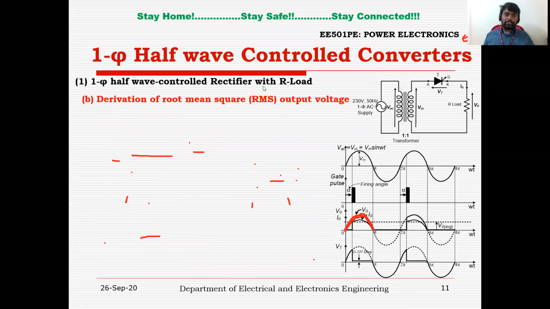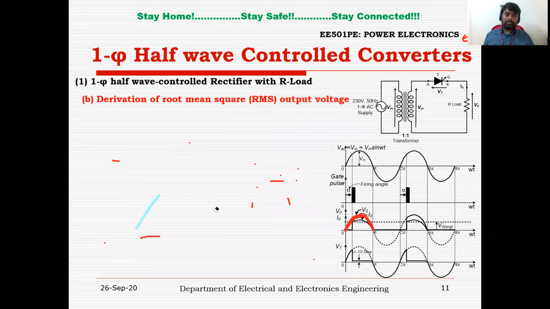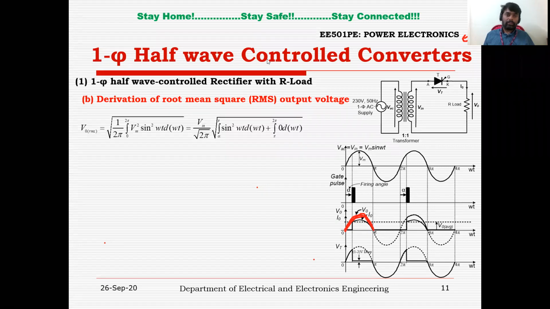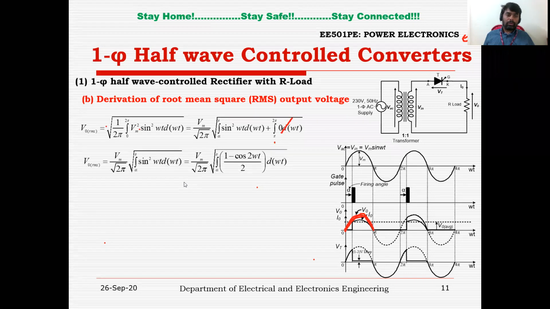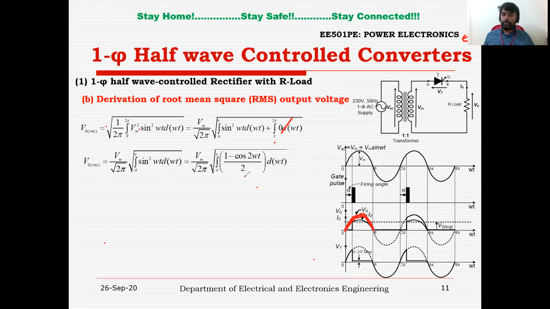And now we are focusing on the derivation of the RMS output voltage. For the RMS output voltage, you can take the same waveform here, and I can take Vm square out of the root, and 2 pi out of the root. It is Vm by root 2 pi. Under the root, from alpha to pi we get sin square omega t, plus from pi to 2 pi you can see 0, right? Instead of sin square omega t, I can write (1 minus cos 2 omega t) divided by 2, and I can take this 2 out of the root. Here root 2, you can write directly 2 root pi.